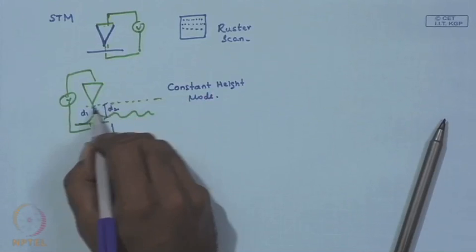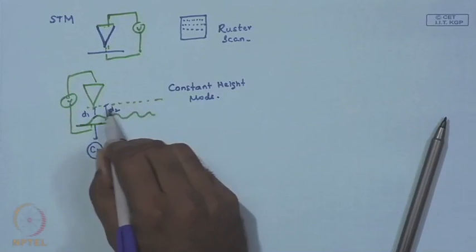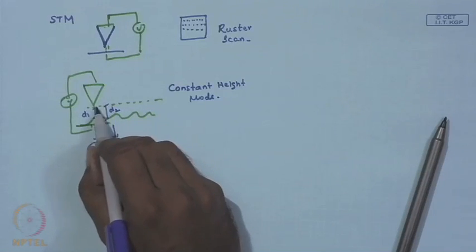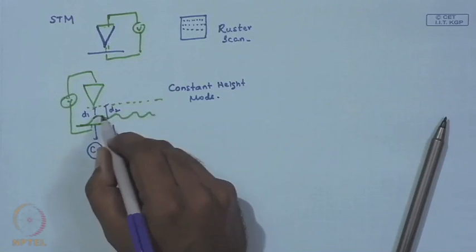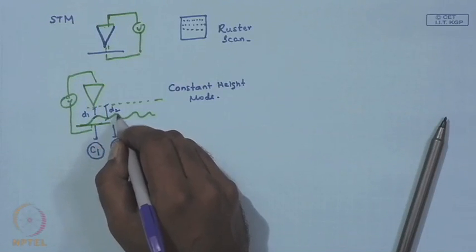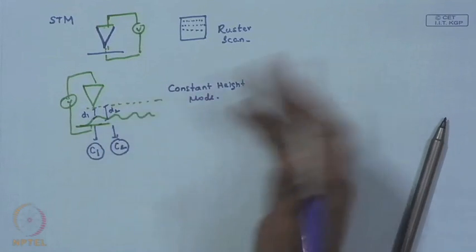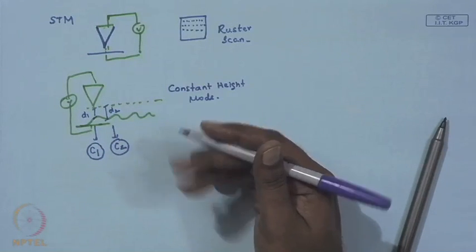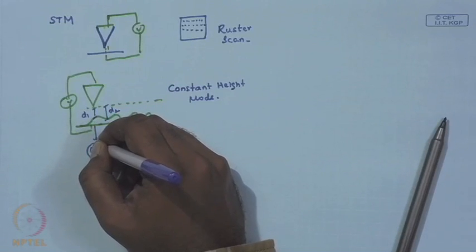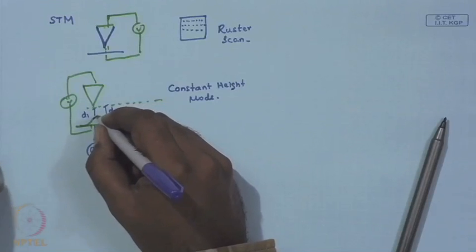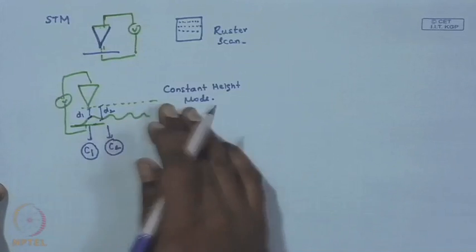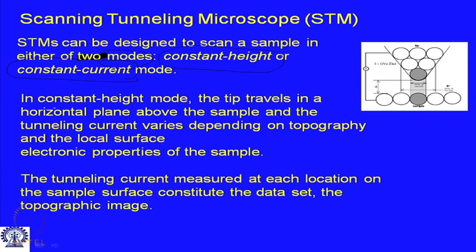So, you maintain a constant height and go on scanning or rastering the surface, and as the tip at a fixed height encounters the undulations, you keep track of the change in the magnitude of the tunneling current, and from that you try to reconstruct the surface, understanding the fact that if the magnitude of the tunneling current is higher, then the surface was closer to the tip. If it is lower, then the surface was further away from the tip, and so you can reconstruct the surface. So, this is constant height mode.